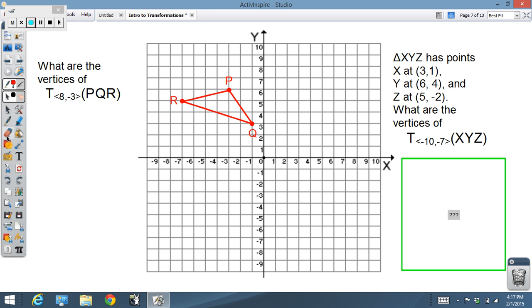I'm going to get rid of all this stuff because we're trying a clean, fresh problem here. Okay, so over here on the right-hand side, XYZ has points at 3, 1, 6, 4, and 5, -2. What are the vertices after the translation? Option 1, of course, we can graph it. There's 3, 1, there's 6, 4, and there's 5, -2. Okay, connect our dots.